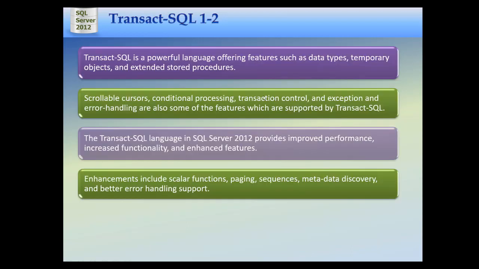Now, T-SQL is a powerful language offering features such as data types. We also have temporary objects and extended stored procedures. And actually, this is just the tip of the iceberg. We also have scrollable cursors, conditional processing, transactional control, and exception and error handling are also provided. The T-SQL language in SQL Server 2012 and also 2016, which we'll be looking at, provides improved performance, increased functionality, and enhanced features. Enhancements include scalar functions, paging, sequences, metadata discovery, and better error handling support. Now, I know some of these things seem to be so abstract, but we'll look at them as we move on.